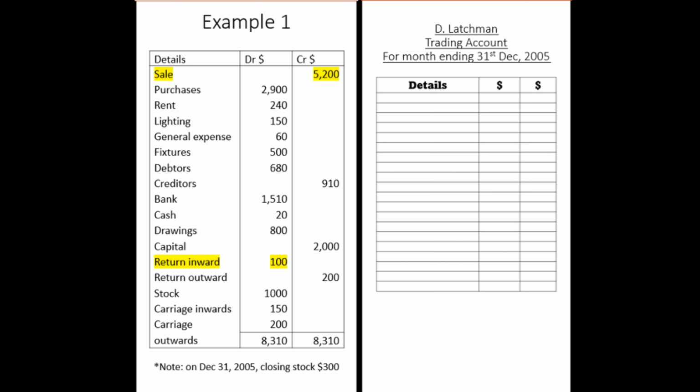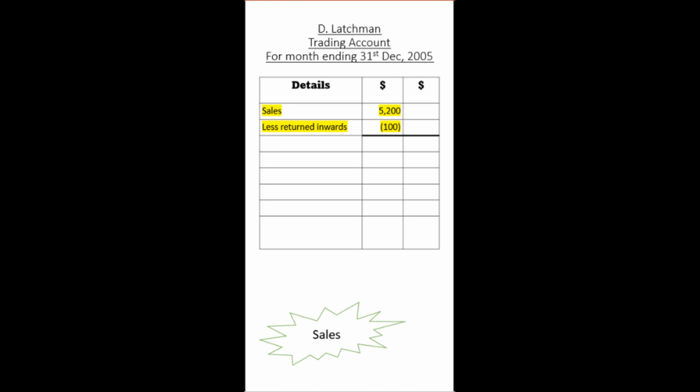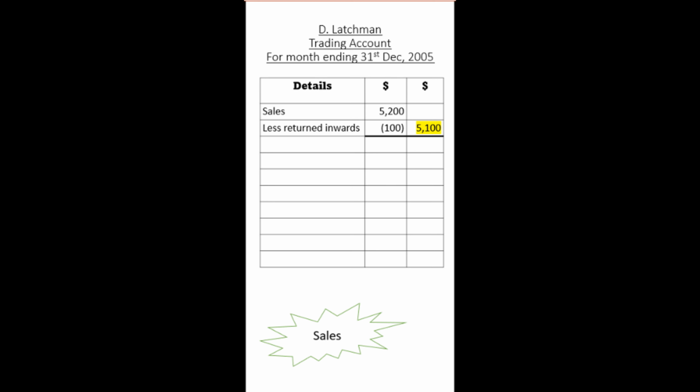So our first section is to determine the sales figure. So we have sales and we have return inwards. Sales is $5,200 and we have to less return inwards, which is $100. And when we're lessing figures in accounts, we use brackets to indicate we have to subtract. And when we less 100 from $5,200, we end up with $5,100 as our final sales figure.